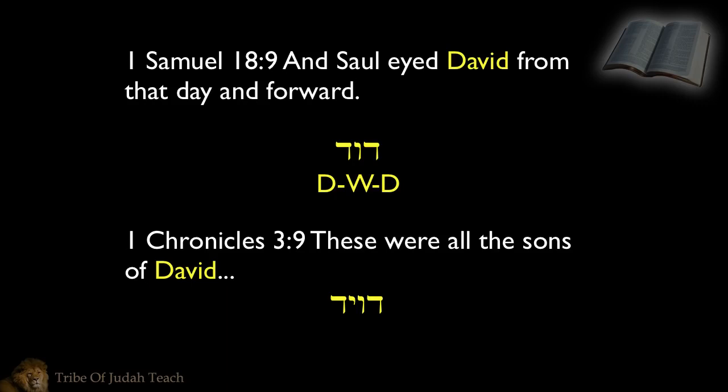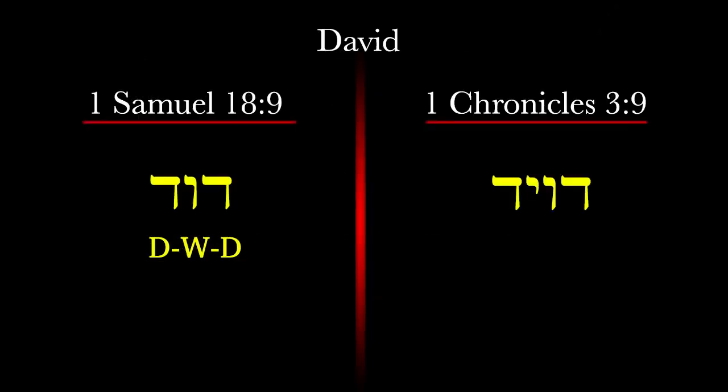So now we have two forms of the name David. Let's put them side by side. Now in 1 Samuel 18:9, the name David is DWD. But here in 1 Chronicles 3:9, the name David is DW, and then we have a new letter added. In modern Hebrew, this letter is called a yod, and it's equivalent to a Y, like yes or yarn. So now we have DWY, and at the end, another D.